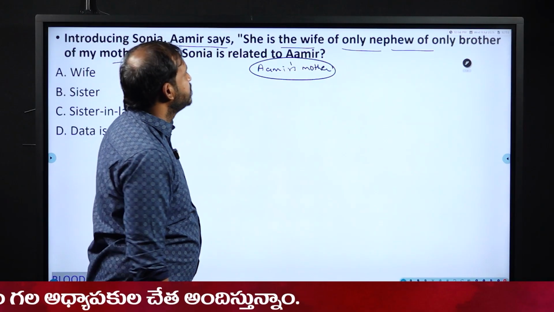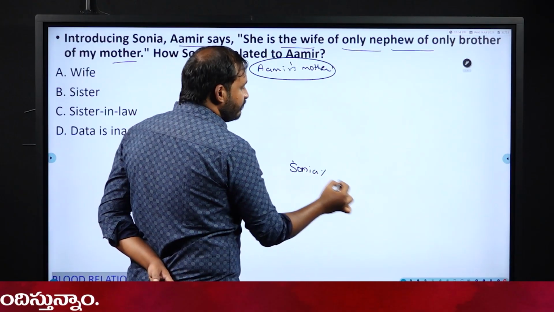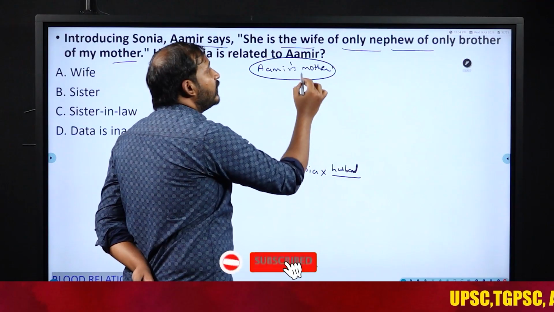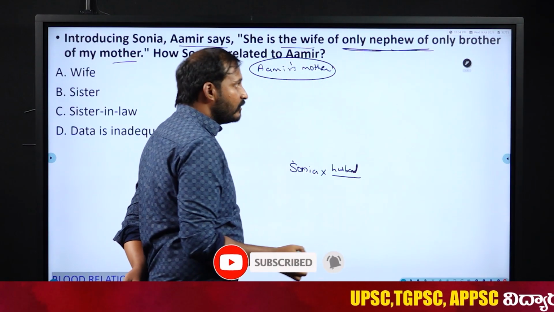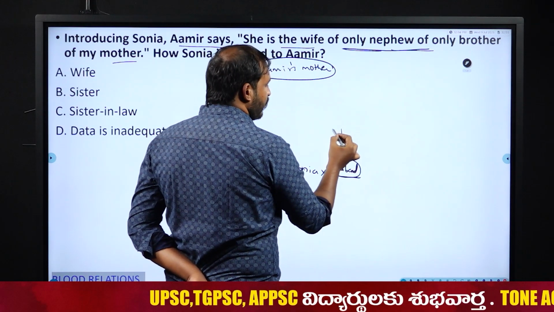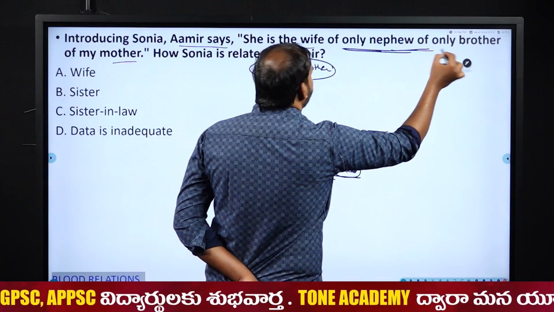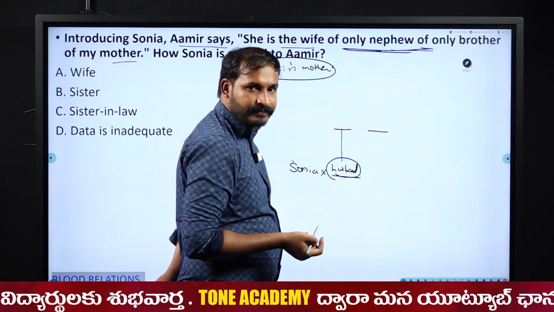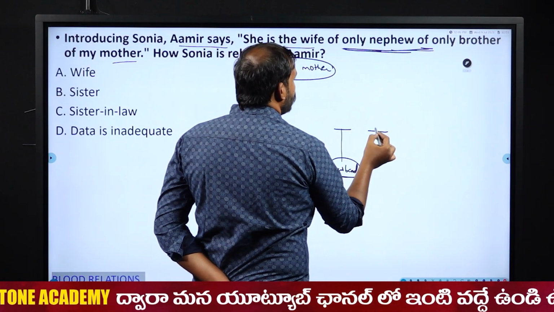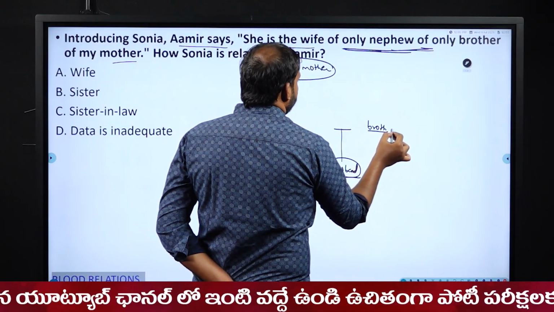Introducing Sonia. That Sonia is wife of only nephew of only brother of my mother. Now this person is the nephew, that means his father or mother's brother. Only nephew of only brother of my mother.